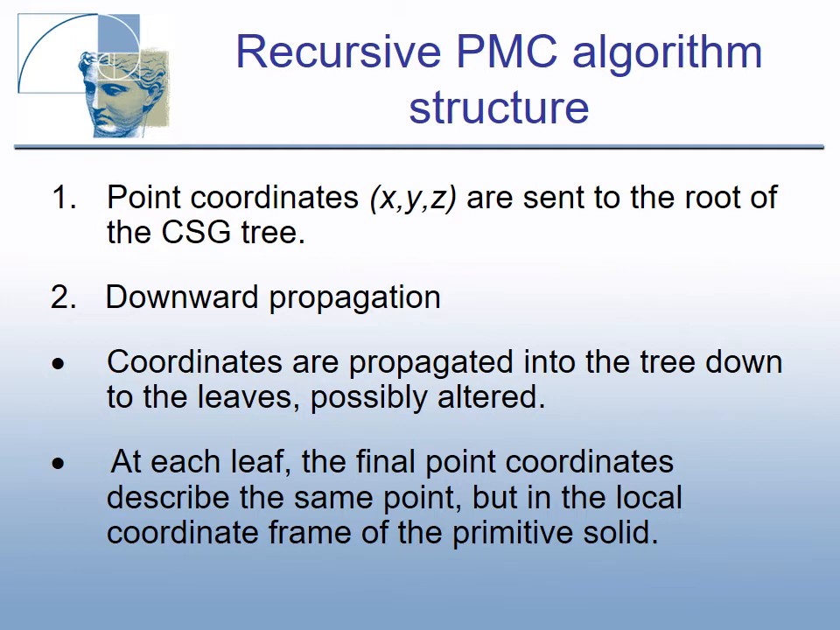The PMC algorithm has a recursive structure. Coordinates of the given point are sent to the root of the CSG tree. Then the coordinates are recursively propagated into the tree down to the leaves, possibly altered by the linear transformation nodes. At each leaf, the final point coordinates describe the same point, but in the local coordinate frame of the primitive solid.